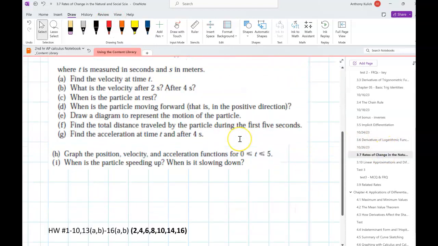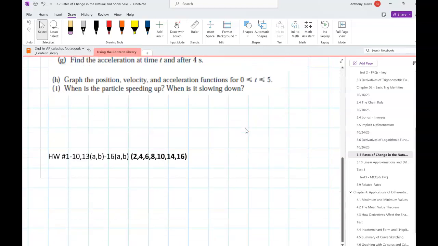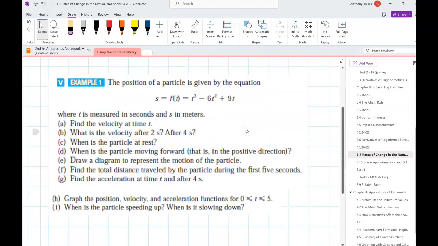All right. So 3-7, this is all I have. I have one example problem because there's no new content in 3-7 for you guys. It's just going to be like, hey, do some story problems that involve using calculus.